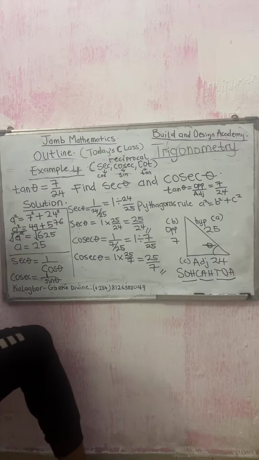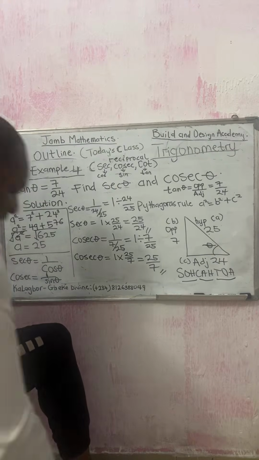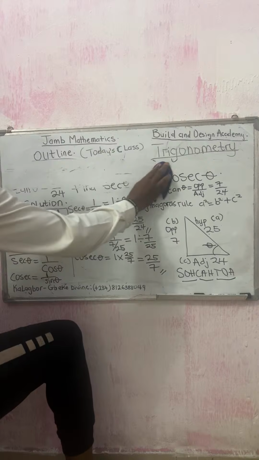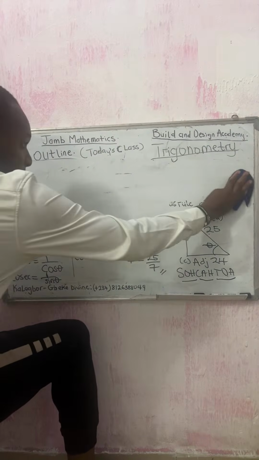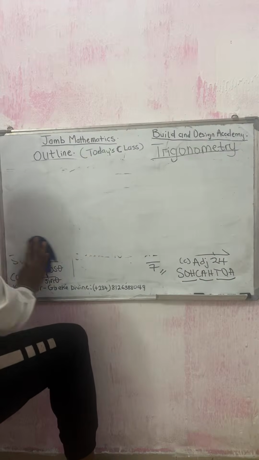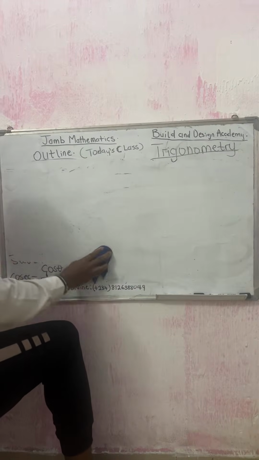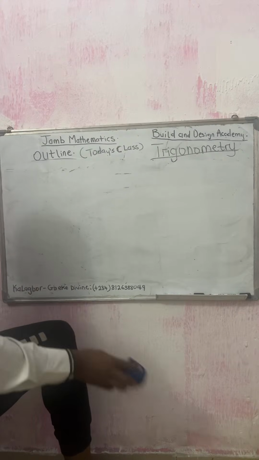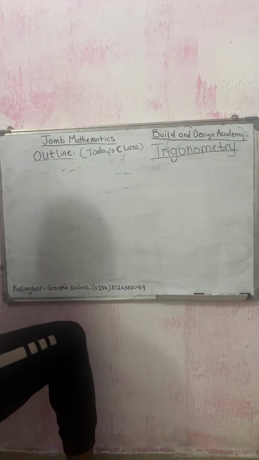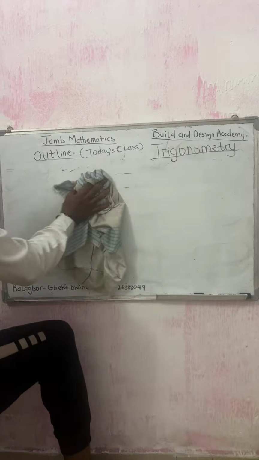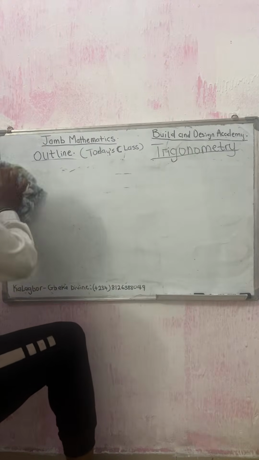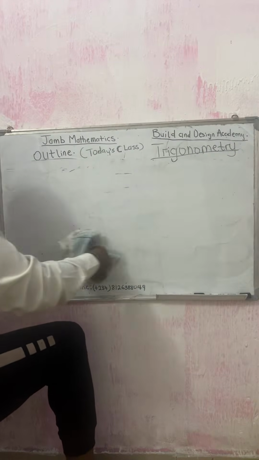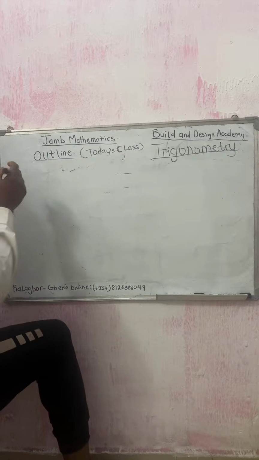Now, we'll be looking at what we call special angles in trigonometry. We are still under trigonometry. These are angles that are very special when it comes to trigonometry.